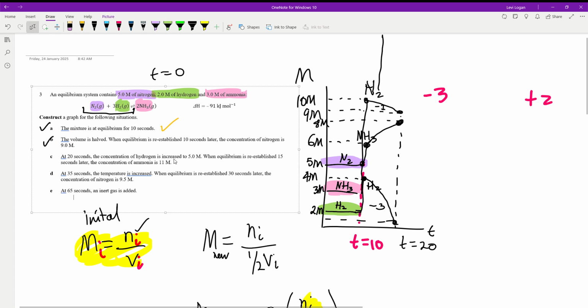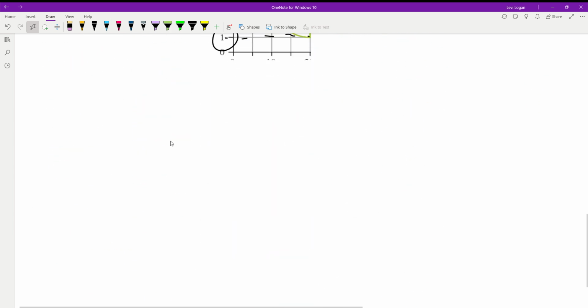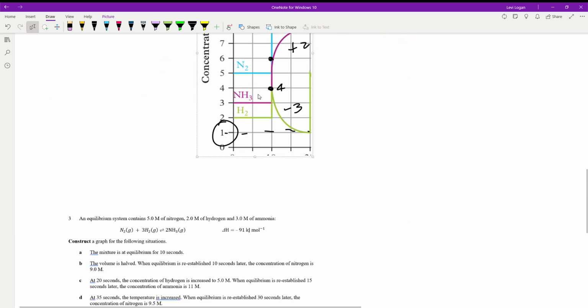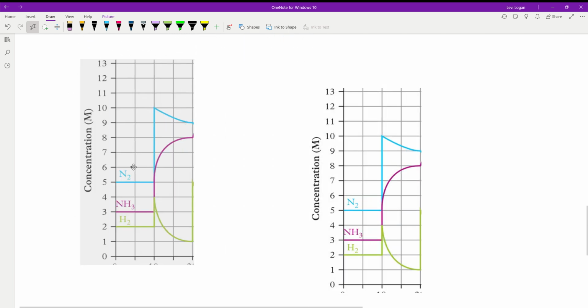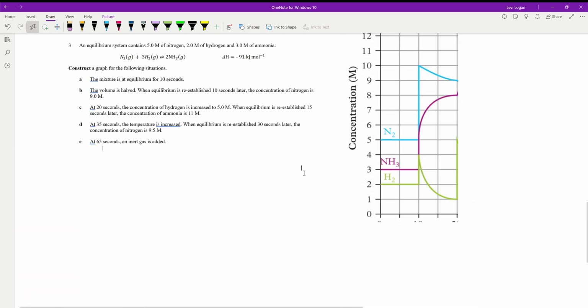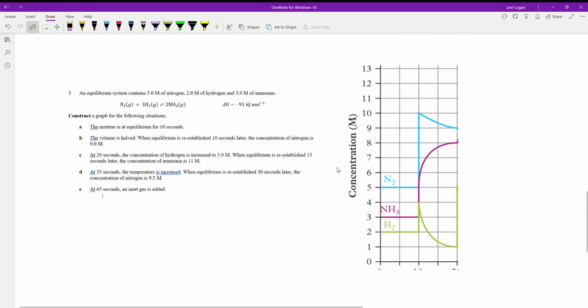Alright, so let's move this whole thing down. Let's continue off their graph here because I think their graph is pretty good, and mine was getting a little bit messy. So let's go here. At 20 seconds, so this is 0, that's 10, that's 20. At 20 seconds, the concentration of hydrogen is increased to 5 molarity. It goes up to there, so it's at 5 molarity. When equilibrium is re-established 15 seconds later, the concentration of ammonia is 11.